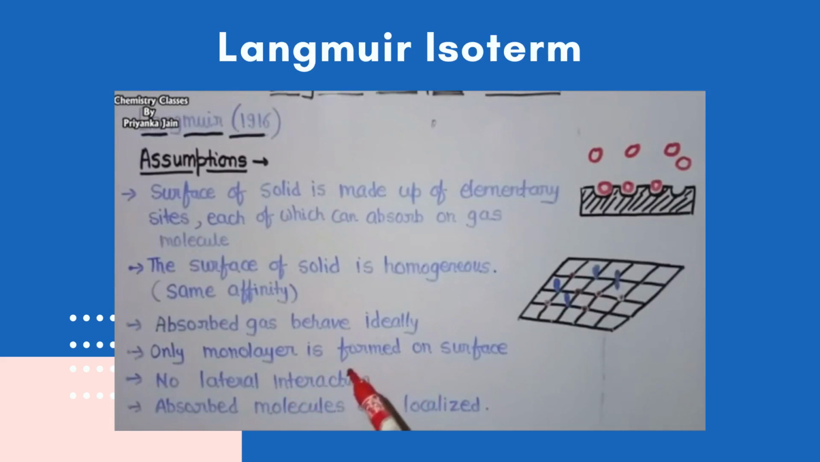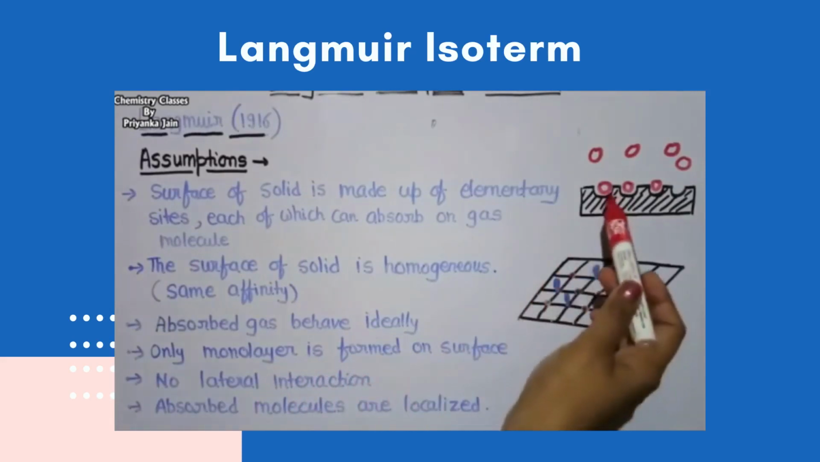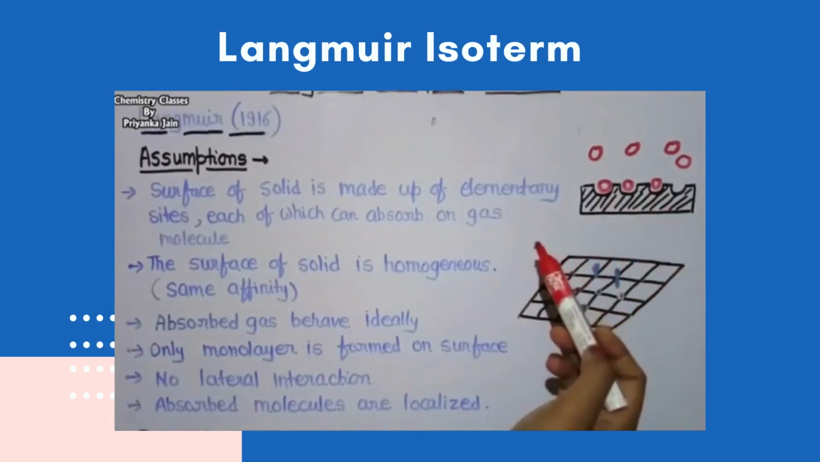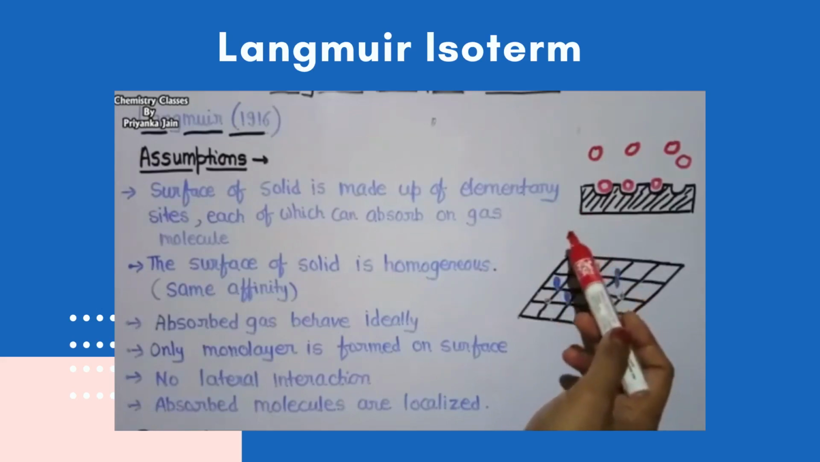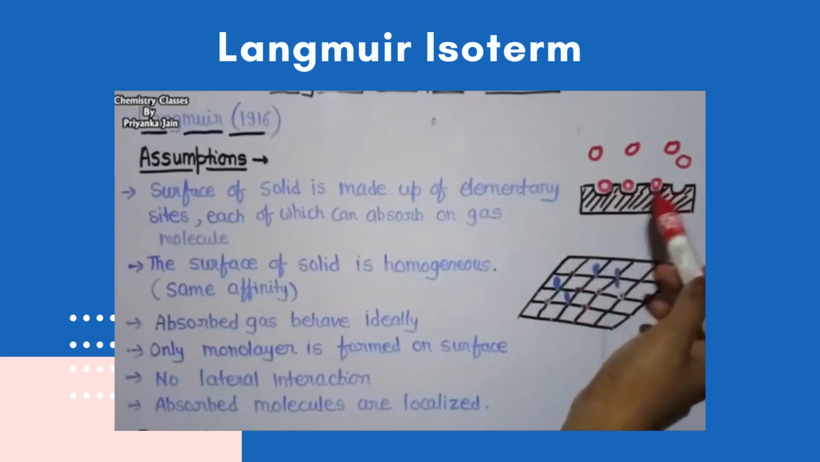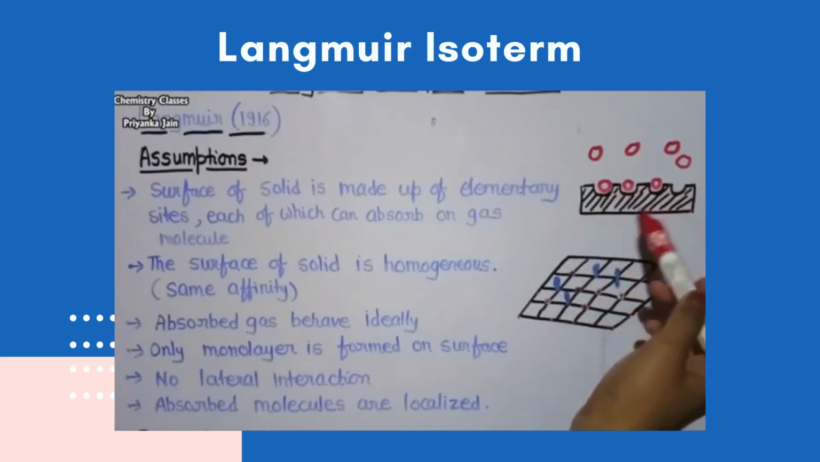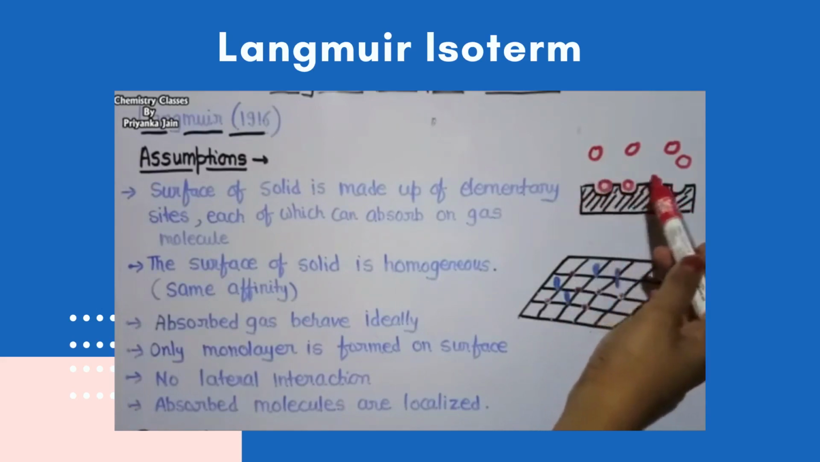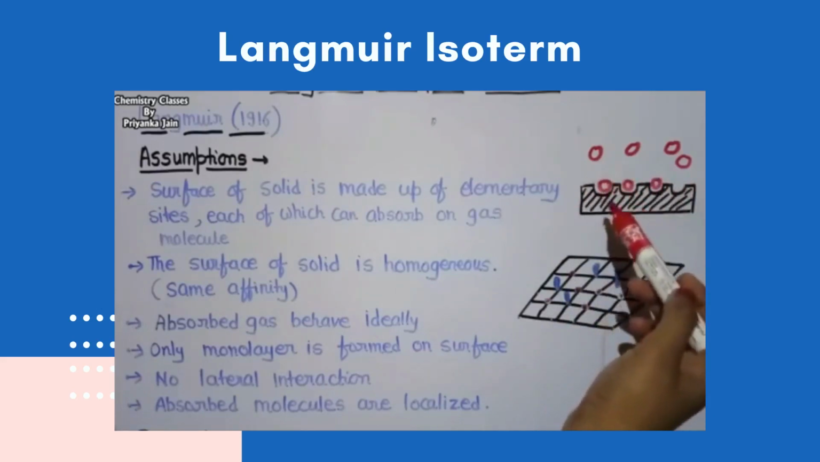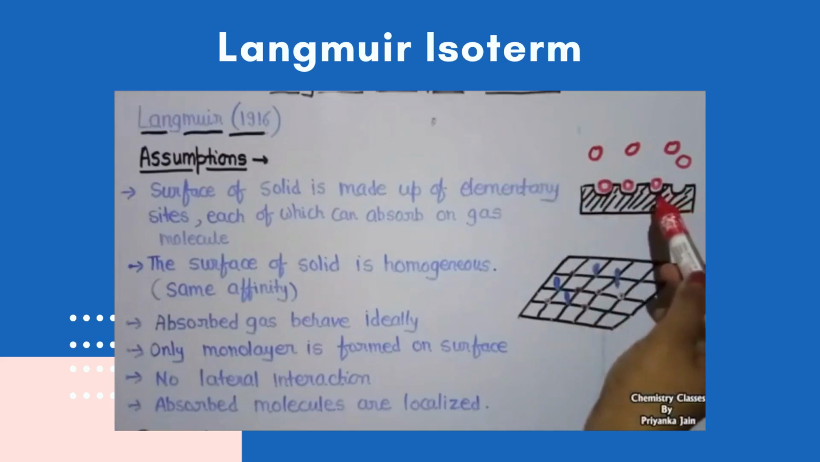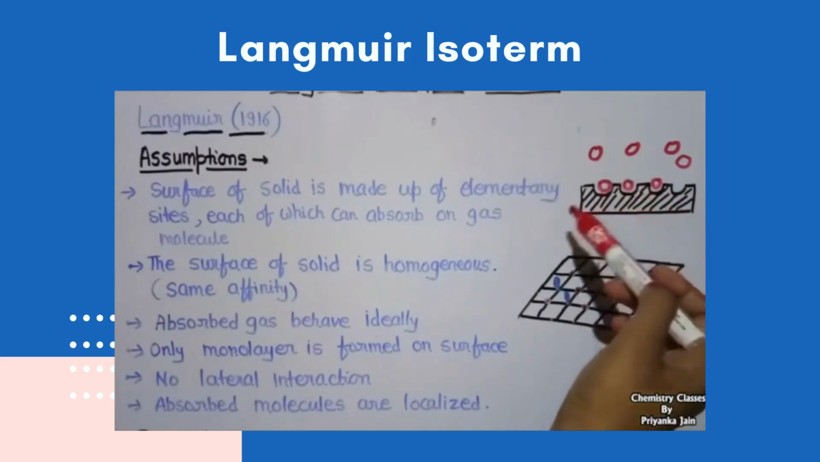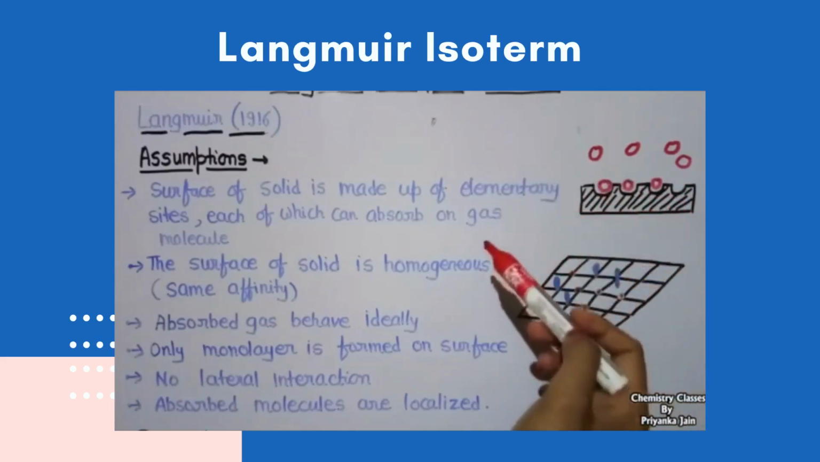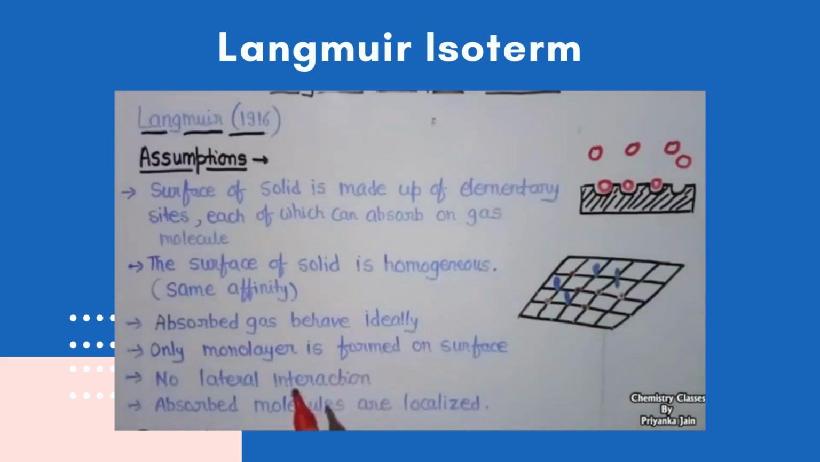It means these gas molecules that are being absorbed will form only a single layer on the surface of the solid. Why? Because there are sites on which these molecules are being absorbed, so there is no chance that a second layer can be formed. Only a monolayer will be formed on the surface of the solid. This is the assumption that is made in the Langmuir adsorption isotherm.